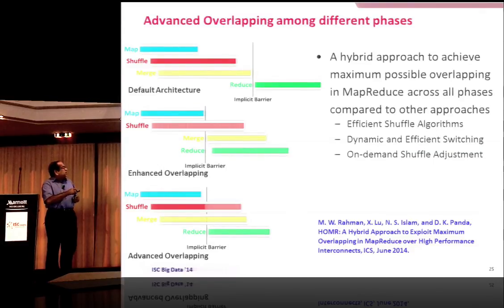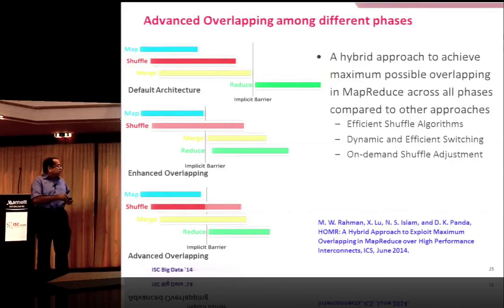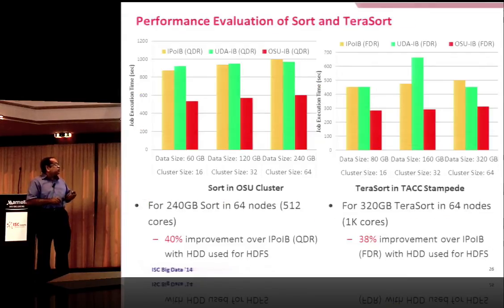In our last year design, we wanted to enhance the overlap, and very recently, we have done a very aggressive design where all these different phases can be overlapped. So if you can have much more overlap across all these phases, you will get very good performance. And this paper was presented at the ICS conference just 2 months back.